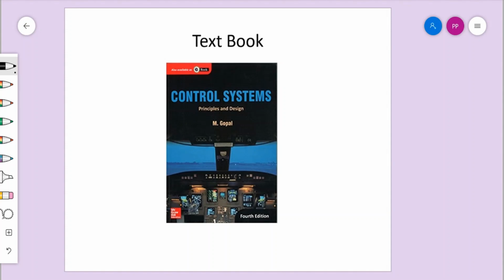The concept discussed in today's class has been majorly taken from the book by Professor M. Gopal on control systems. You can refer to it as well.